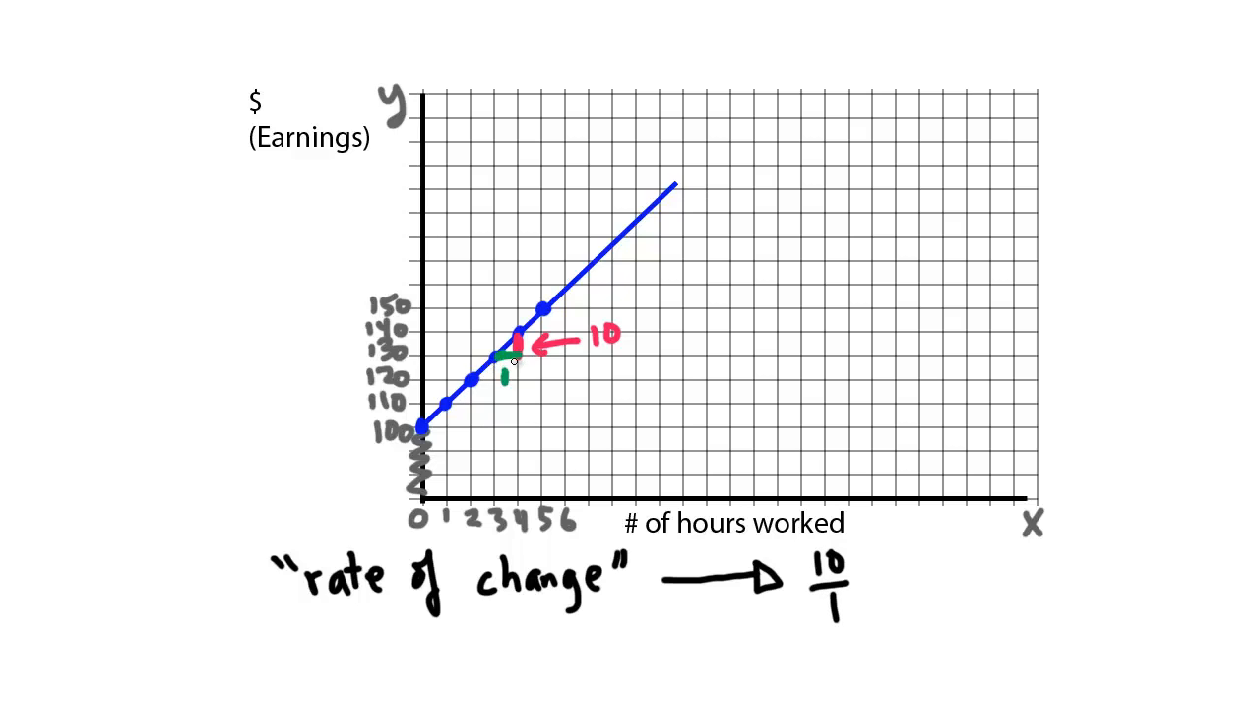So if I increase 1 hour of work for Mighty Mo, I'll increase the earnings that he'll get by $10. So this reduces to just 10, which means that for 1 additional hour of work, Mighty Mo will get an additional $10 added on to his earnings. So the concept, the rate of change, refers to the change in the y divided by the change in the x. In this case, it will be the pink over the green.